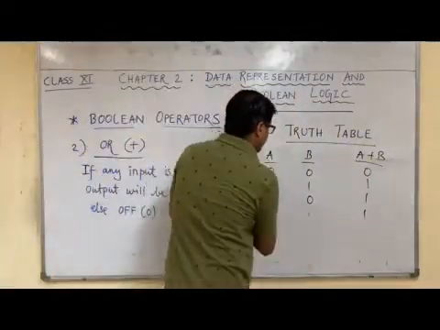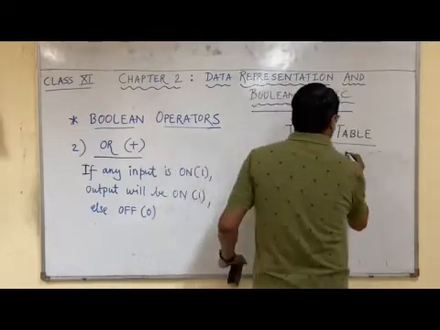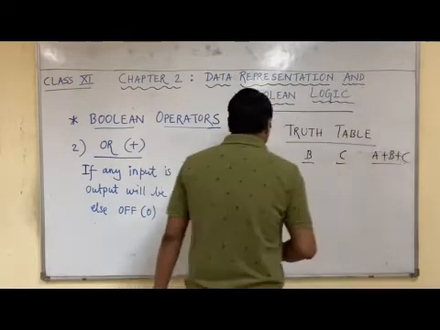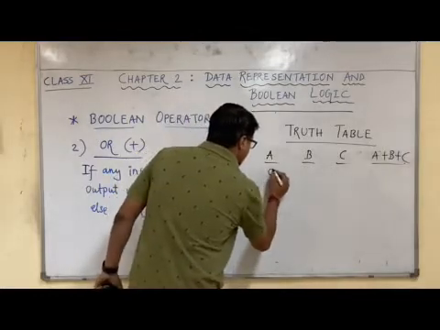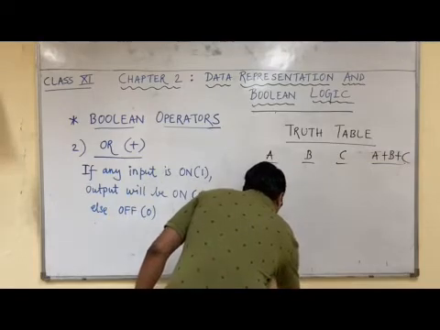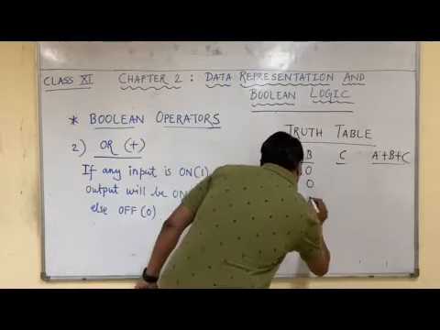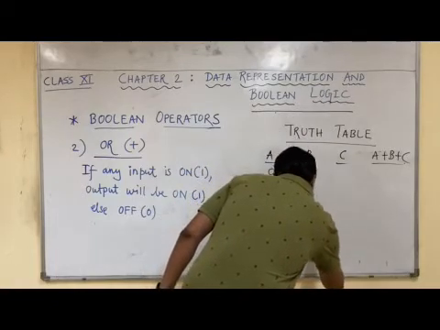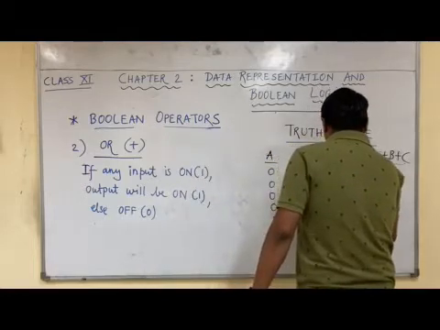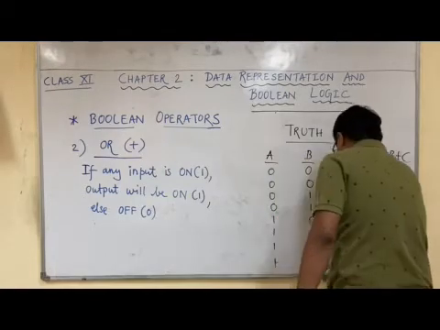Now we will see it for 3 variables, so that our understanding is more complete. Okay. So 3 variables, A plus B plus C. We will write it carefully this time. 0, 0, 0, 0, 1, 1, 1, 1. 0, 0, 1, 1, 0, 0, 1, 1. 0, 1, 0, 1, 0, 1, 0, 1.